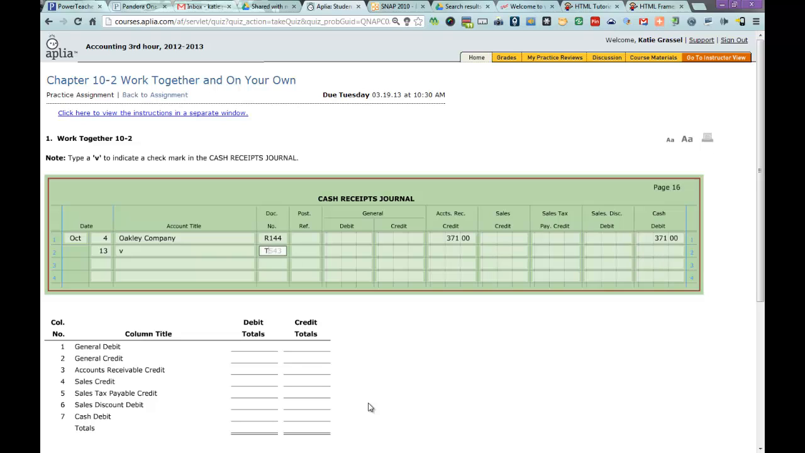V. We're going to put in TS 43. You need to put a check mark in the post reference. Why? Because I'm not going to post this individually. So remember, a check mark in the account title means you put a check mark in the post reference. Sales is going to go in for $8,361.60. Sales tax is going to go in for $501.70. In cash will go in $8,863.30.